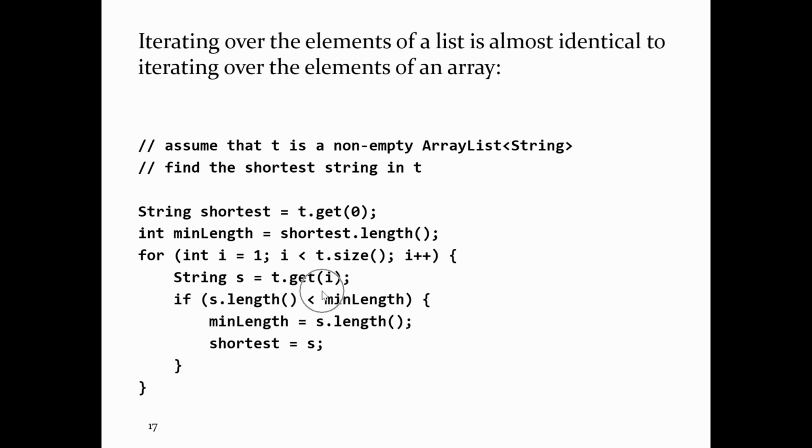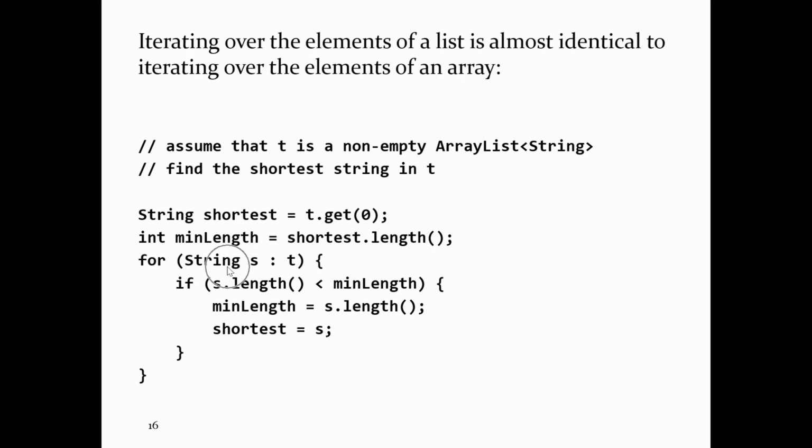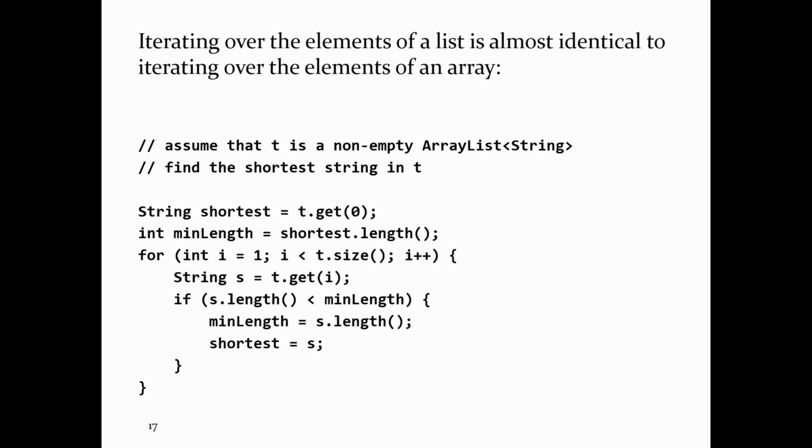In the body of the loop, you have to call get to get the element from the list. The for each loop basically calls get for you, so it sets s every time. Underneath the hood, it's calling get to get the element from the list. Here you have to call it explicitly because all I have is an index. So we get the element at index i, and away you go. But they're basically the same.